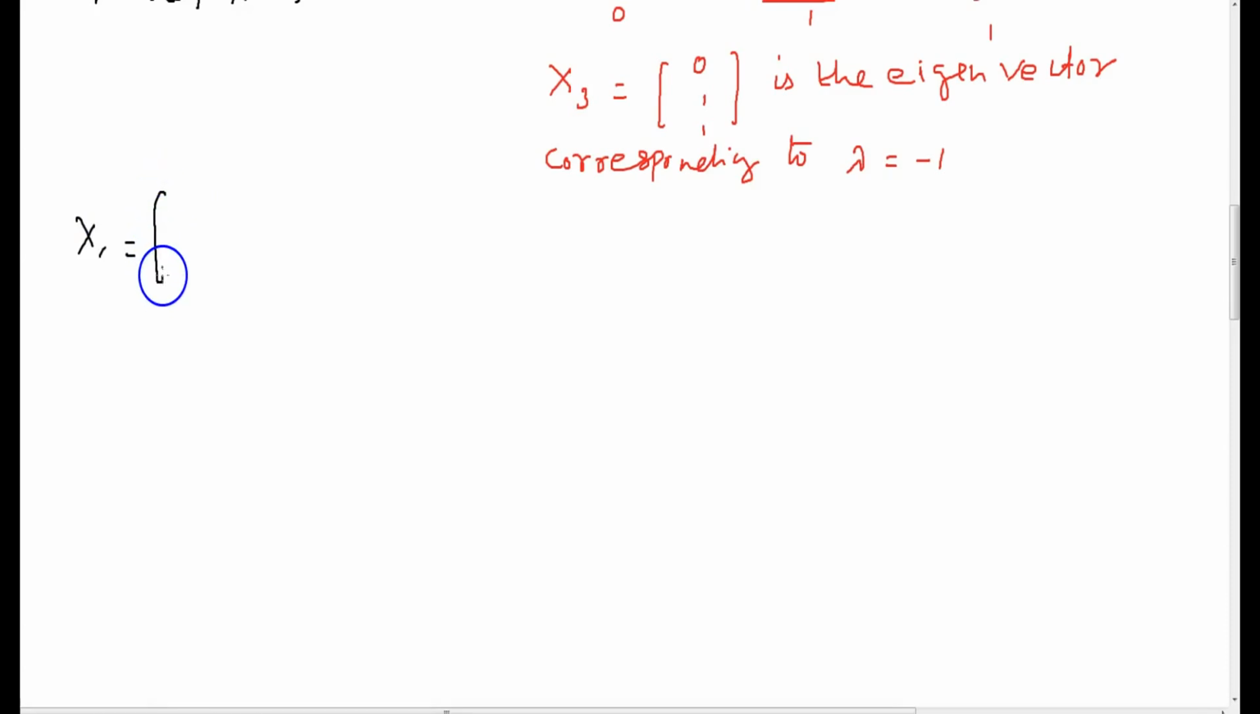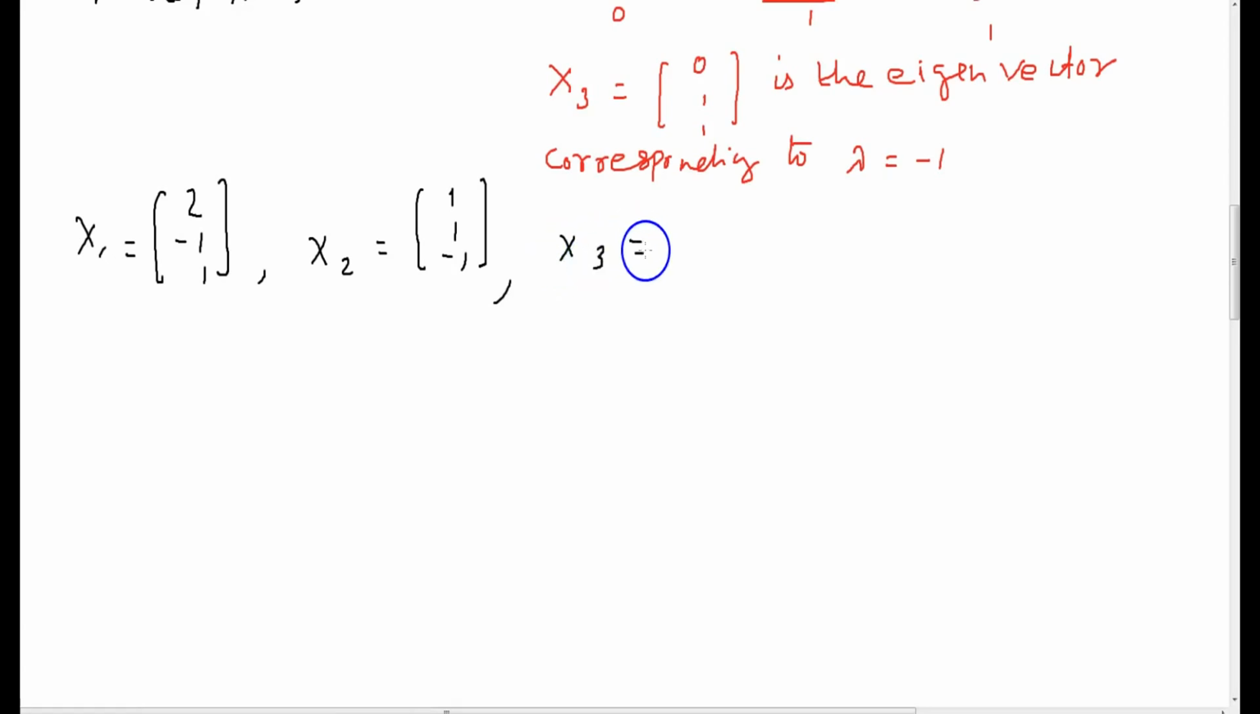x1 is the eigenvector corresponding to lambda equal to 1. And x2 is the eigenvector corresponding to lambda equal to 4. And x3 is the eigenvector corresponding to lambda equal to minus 1.